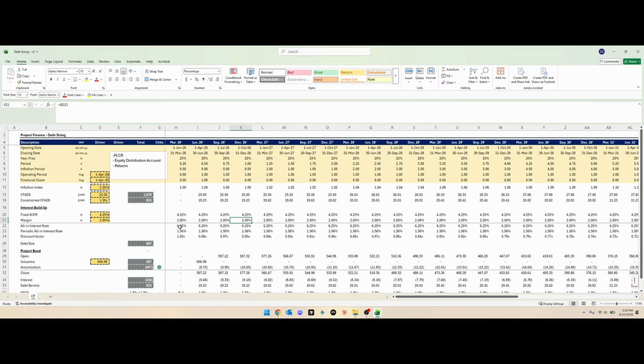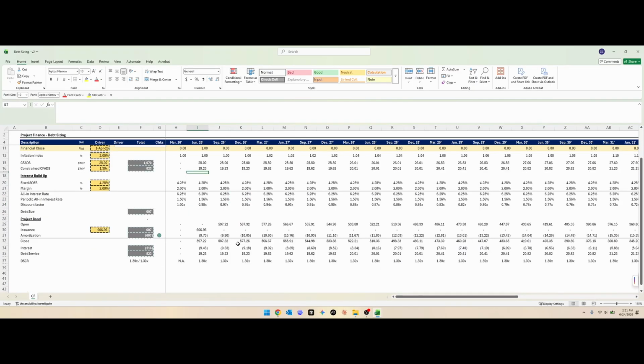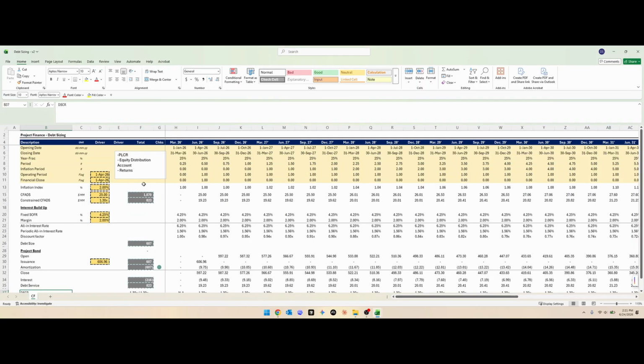Welcome to episode 2 of infra-analysis, infra-modeling. Last episode, we built out the debt sizing. We're going to build out some debt metrics, which is PLCR, the project life coverage ratio, basically taking your forecasted cash flows, present valuing them back, and then comparing those to your debt balance. Then we're going to run some basic returns.